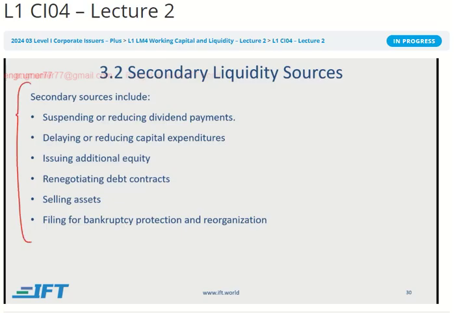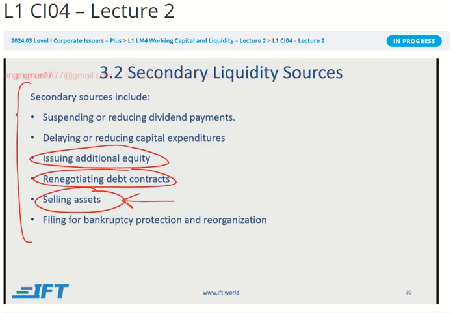Secondary sources, however, are going to hamper your operational ability, especially if you are selling assets. Even if you are renegotiating debt contracts, this is going to give you a bad name. Your cost of debt is probably going to go up. If you're going to issue additional equity, your cost of equity is probably going to go up because your investors, your equity holders will feel that you are running out of cash, you're running out of liquidity, and you are being forced to share your profits with other people. You're being forced to dilute your shareholding because you are running out of cash.